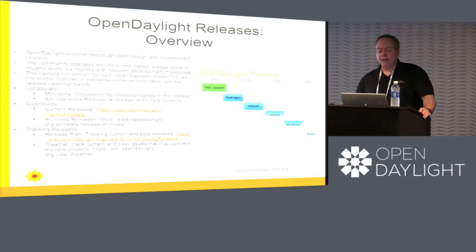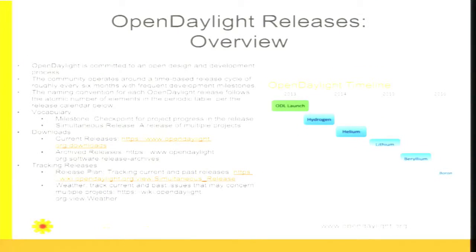This is our release overview. Again, we're walking down the periodic table. Hydrogen, helium, lithium, beryllium was just released about a month ago, and we're just kicking off the release cycle for boron now.